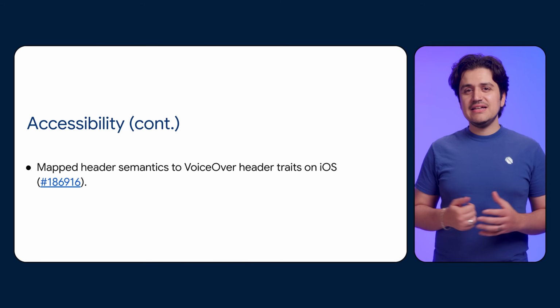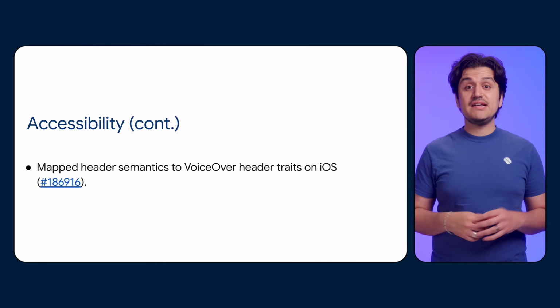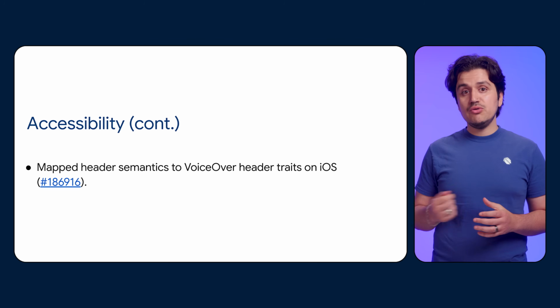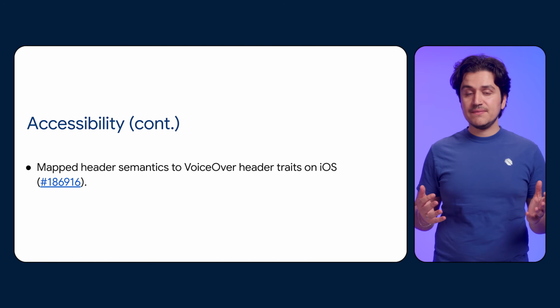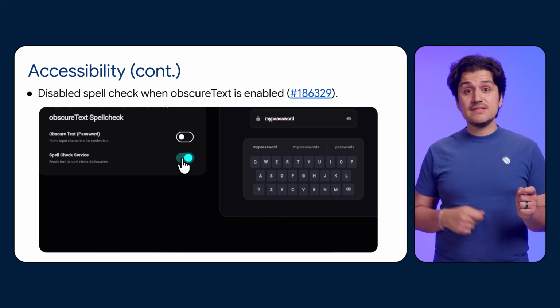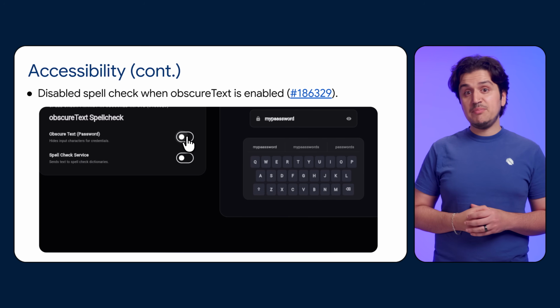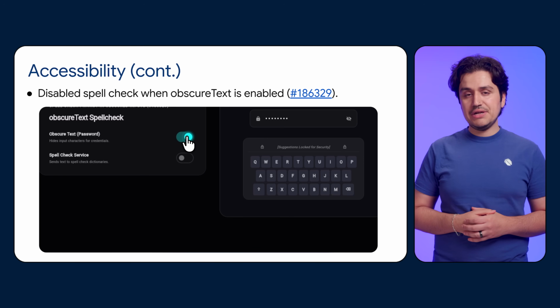On iOS, we fixed how headings are announced by mapping Flutter header semantics directly to the iOS UI accessibility header trait, replacing incorrect banner announcements. And for privacy, we've disabled spell checking automatically when obscure text is true. This guarantees that passwords, pins, and sensitive credentials are never leaked to external spell check services or custom dictionaries.